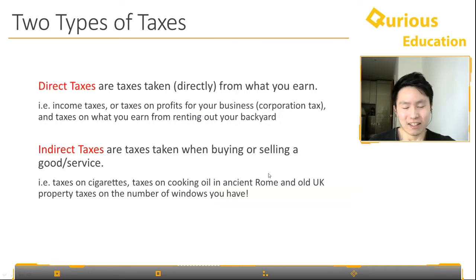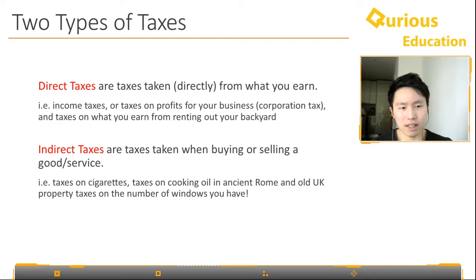So there are two types of taxes that the taxman aims to take. We've got direct taxes and indirect taxes. Direct taxes are just taxes that are taken directly from what you earn. So let's say you make like $5,000 a year, the government might take 10% of that, which is $500 from your salary, and that would be a type of direct tax.